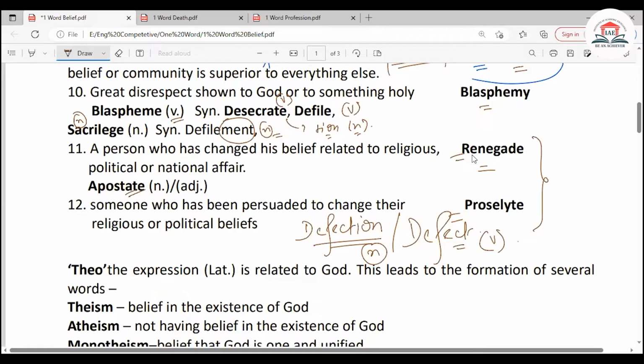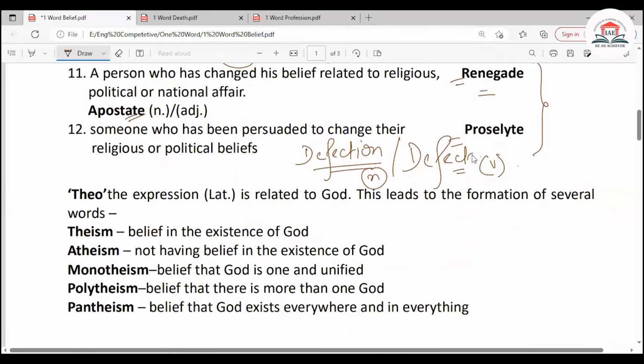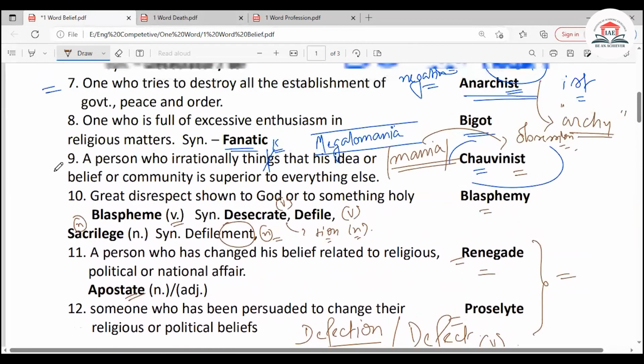So this is called defection, right? Some people are even unable to remember their present status, right? They become oblivious of which state, which political belief they belong to, right? Yes. Fine. So these are the words you have to remember. This is a particular group of words which is very essential for your examination, right?